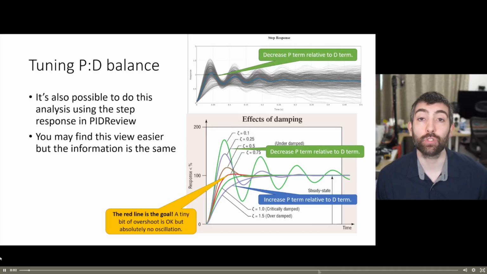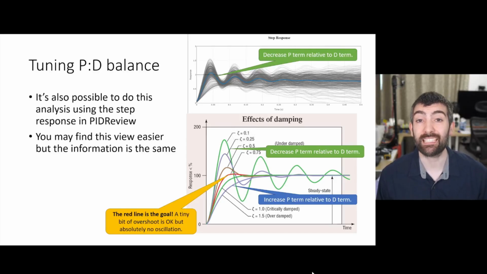It's also possible to tune the PD balance using the step response. And if you scroll down in ArduPilot PID Review, you'll find the step response graph. You'll see lots of faint gray lines and then one blue line, which is the average of all the gray lines. What we're looking for is to have the blue line rise as quickly as possible to the 1.0 level and then just continue straight and flat from there.